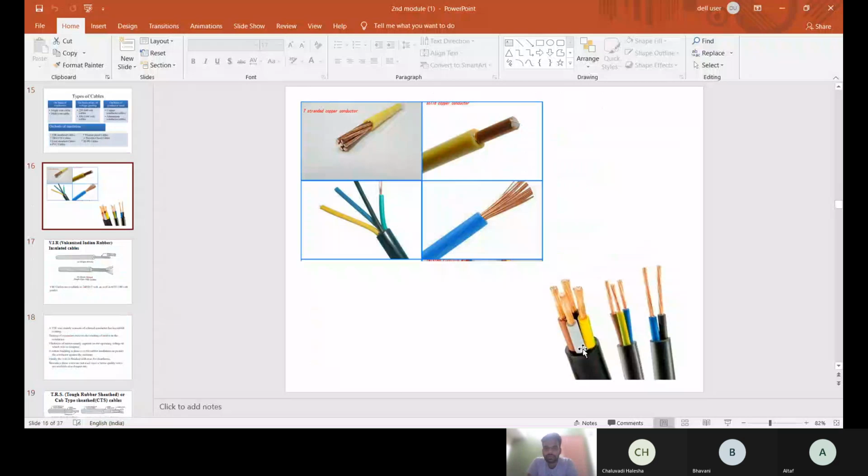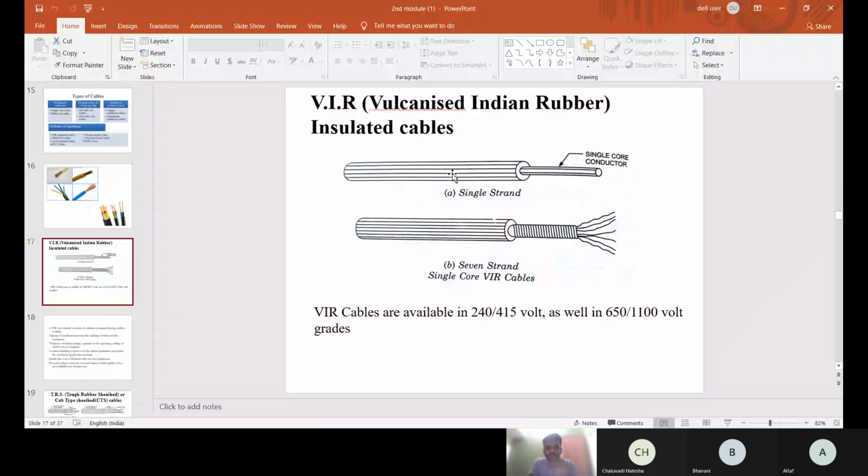The insulation here is rubber. These are normally used in our day-to-day life. In vulcanized Indian rubber cables, they normally use rubber as the insulation, as I have shown with the arrow mark on the slide, because rubber is a good insulator. So they are using rubber as an insulator here.